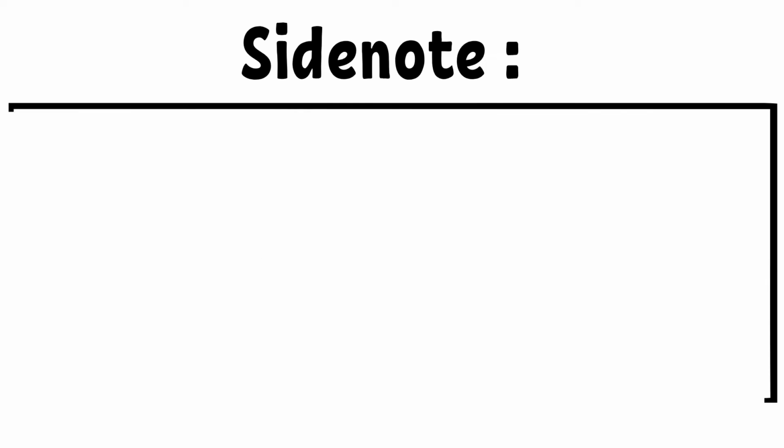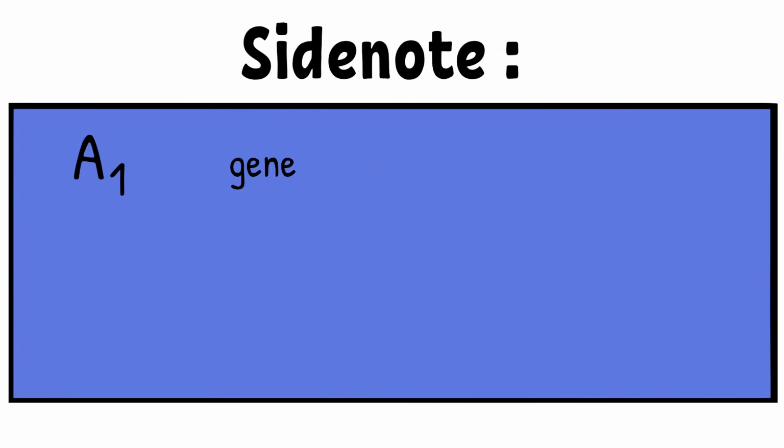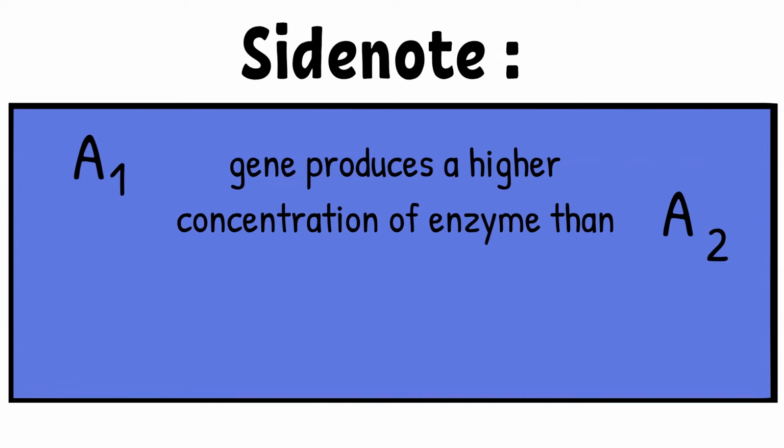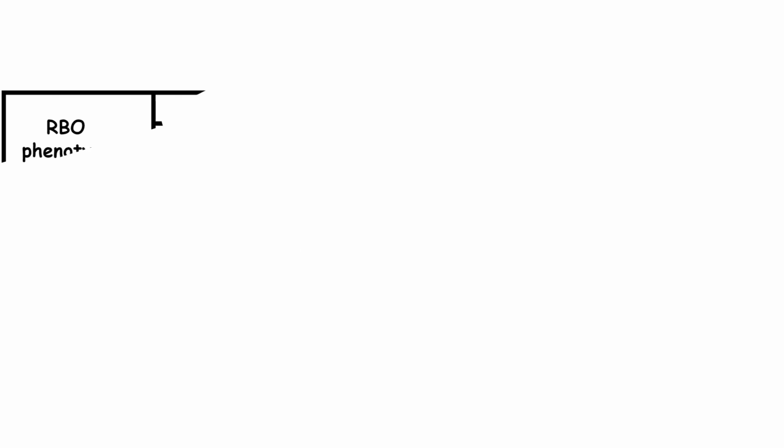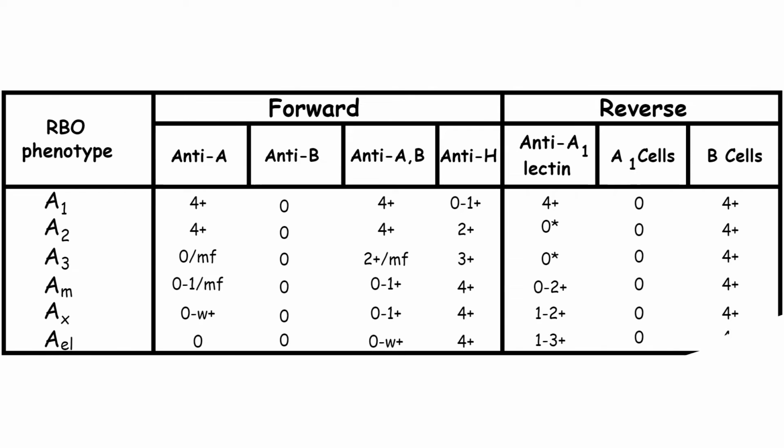Side note: inheritance of an A1 gene produces higher concentrations of enzymes than A2 genes. These higher concentrations of enzymes allow the conversion of almost all H antigen into A1 antigens on the red blood cells. I want to point out that we can classify A subgroups into A1 and A2, but the sugar that converts H antigen into A antigen is still N-acetyl-D-galactosamine. Here is a table showing reactivity of A subgroups.